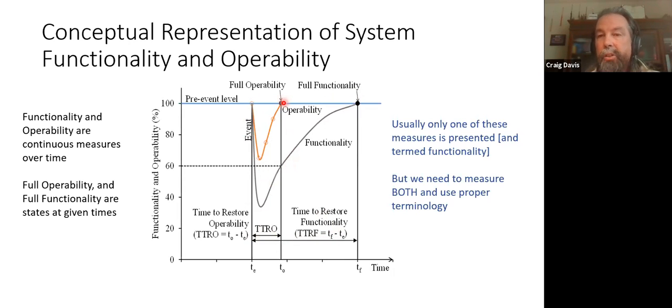In common practice, usually only one of these measures is presented, not both, and it's termed functionality, creating a confusion. So sometimes people actually are referring to operability, but they still call it functionality. They're looking at the services provided rather than the damage, and that causes confusion. So we need both to measure and properly understand infrastructure resilience, and we need to use proper terminology so that we can communicate properly to each other.